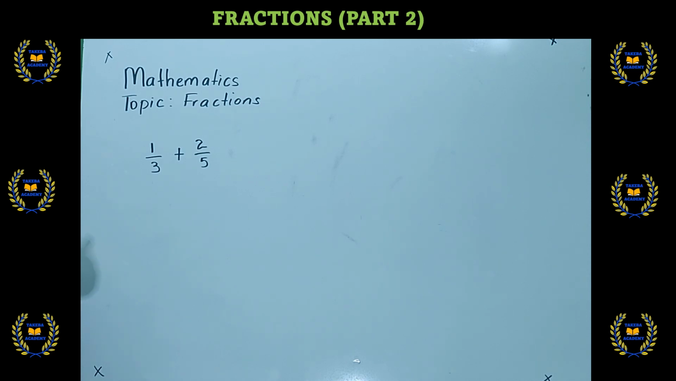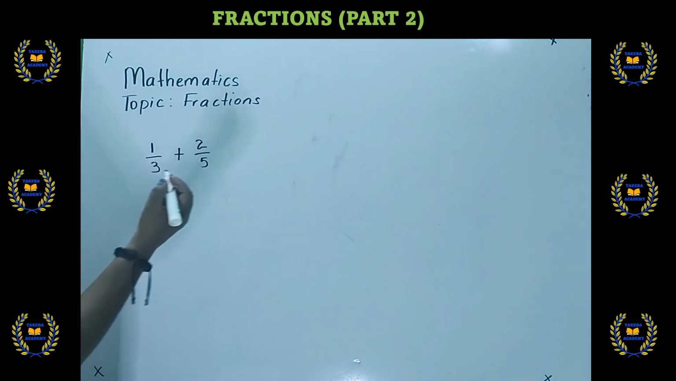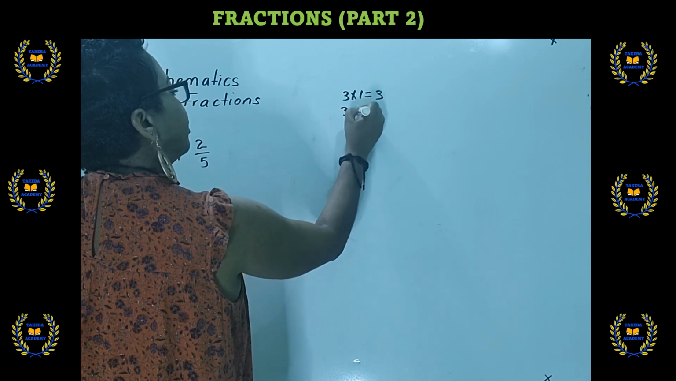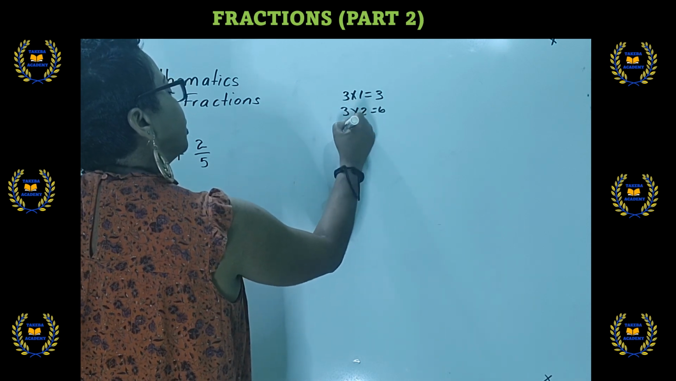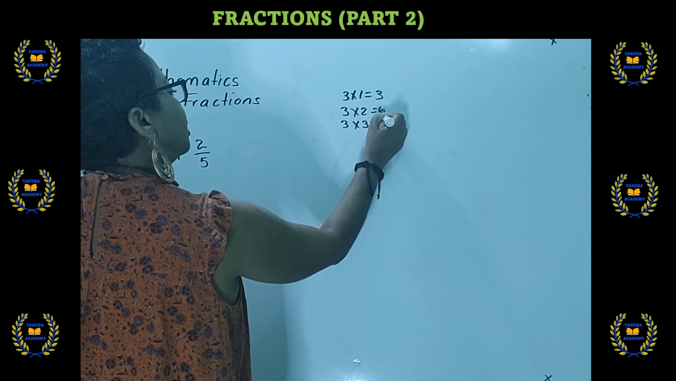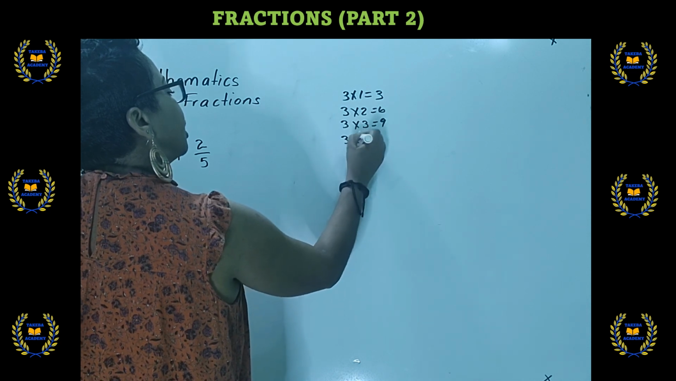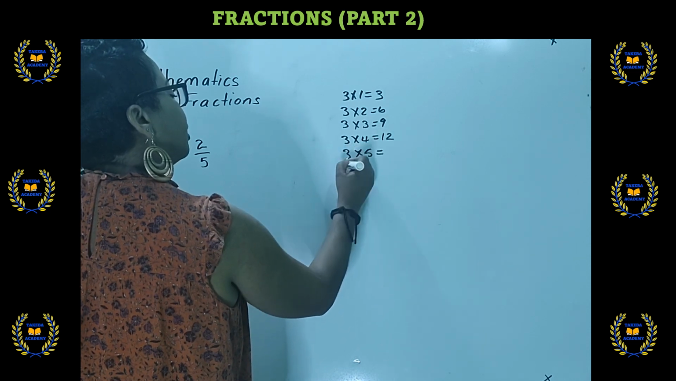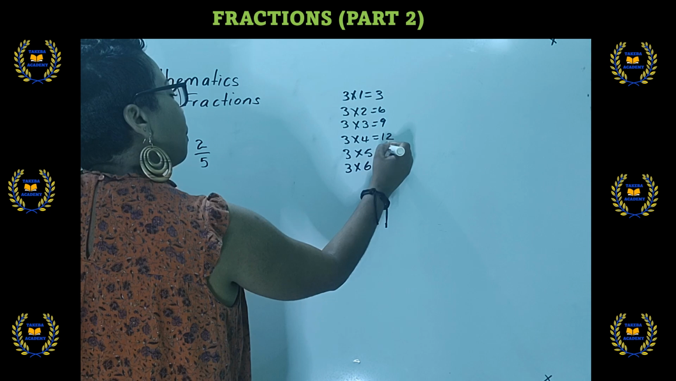So we have to find what is called the LCM. And the LCM means the lowest common multiple. We are going to look at the multiples of 3, the multiples of 5, and see what multiple is common to both. So let me just do that over here. So 3 times 1, 3 times 2, 3 times 3, 3 times 4, 3 times 5, 3 times 6.